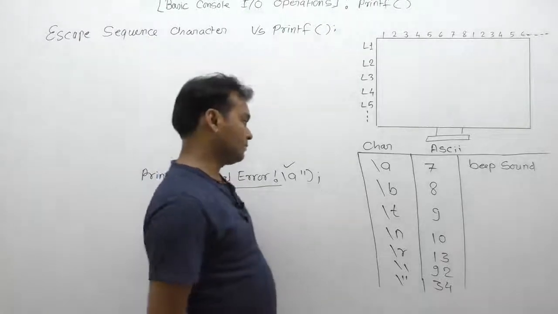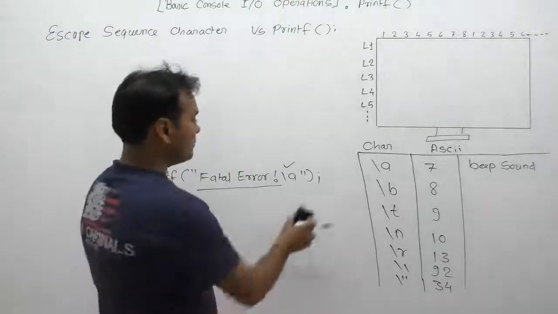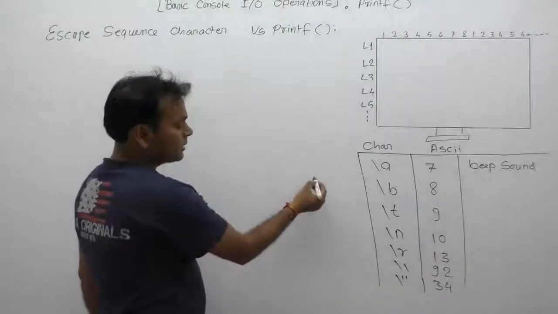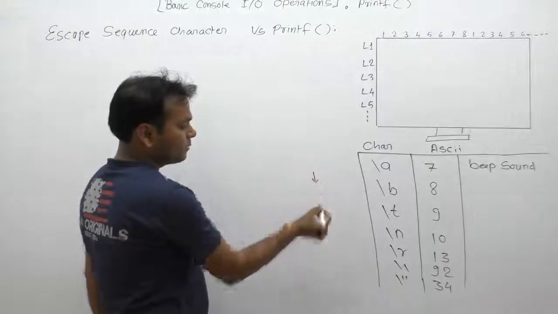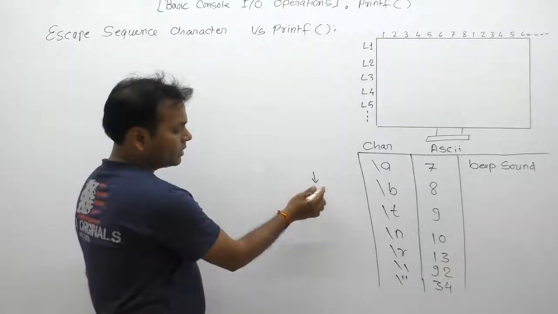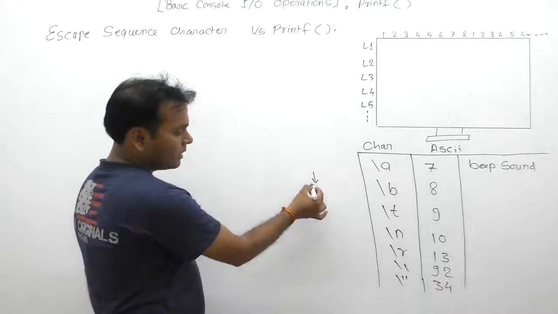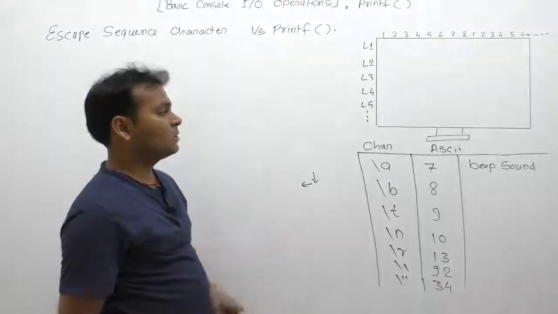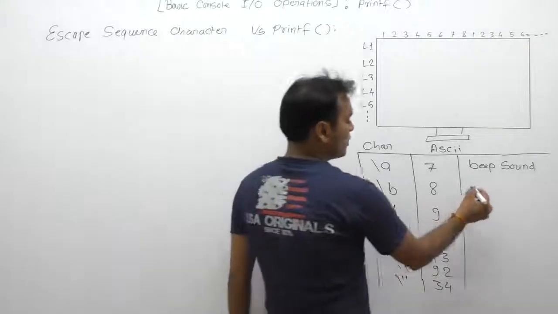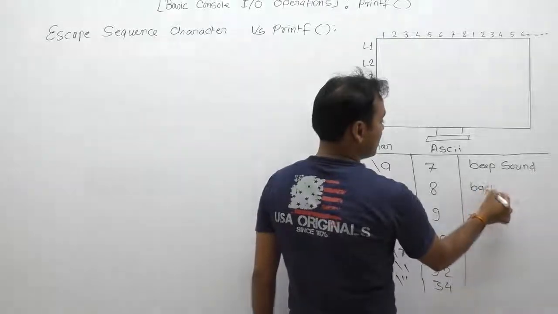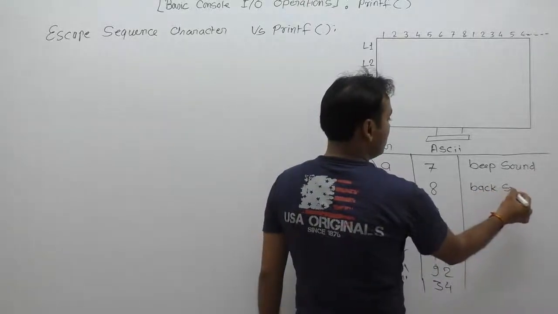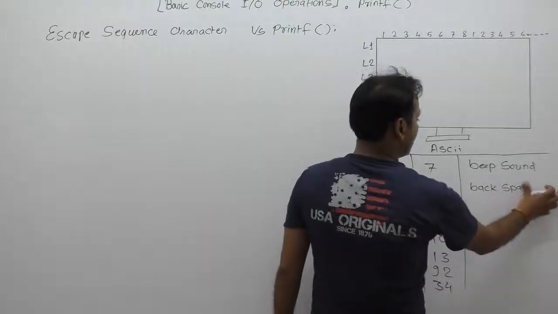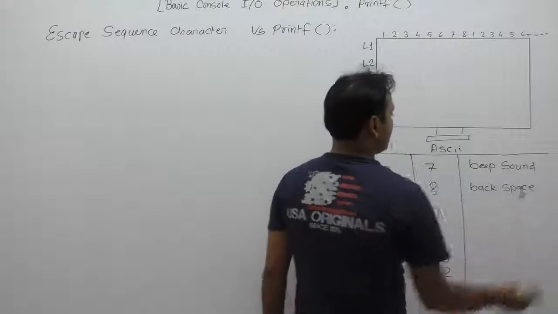Similarly, \b. What is the use of \b? \b is used to move the cursor to the left. Suppose the cursor is pointing at a position. If you want to move the cursor one position to the left, then you should use backspace or \b. \b is also known as the backspace character. It is simply equivalent to the backspace key on the keyboard.